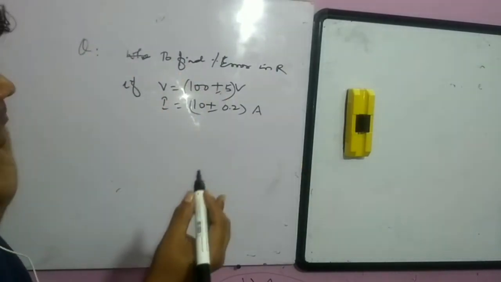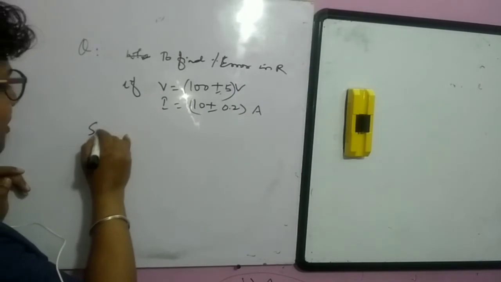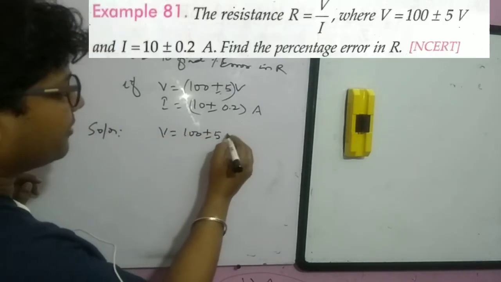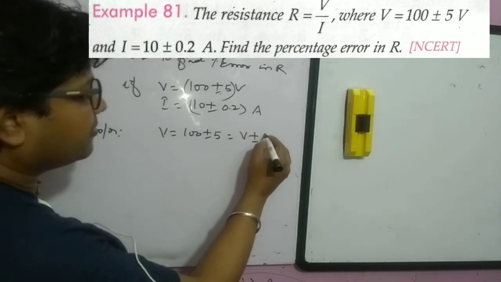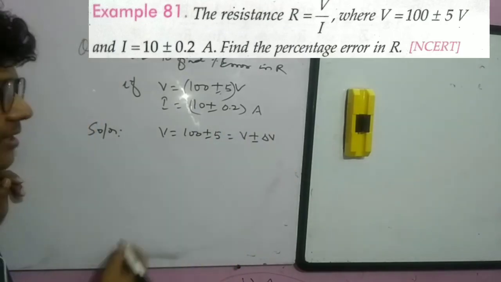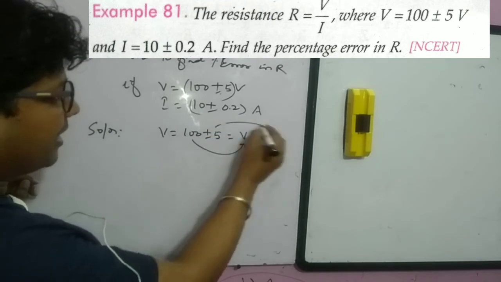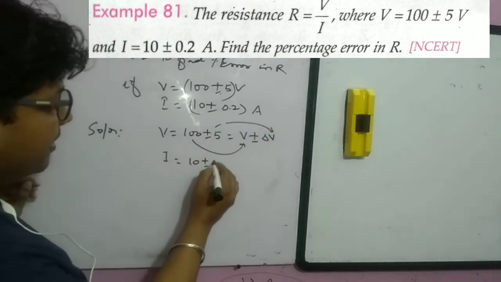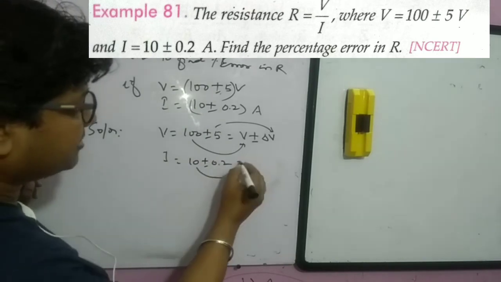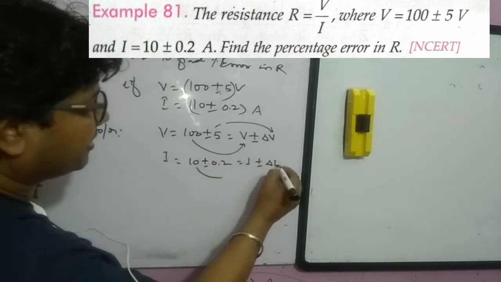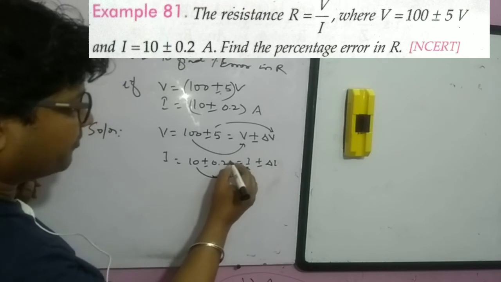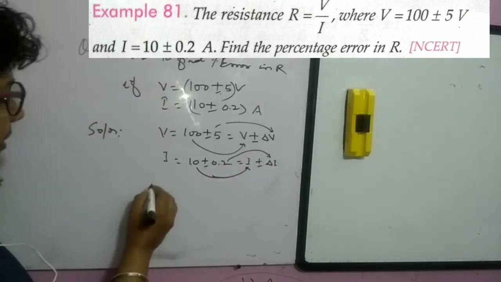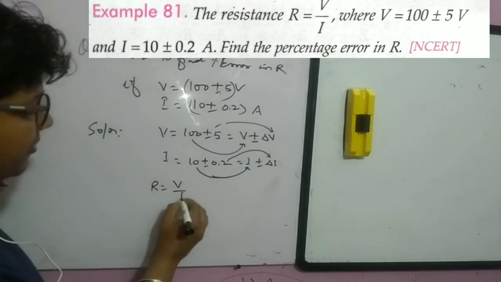This is very simple. V equal to 100 ± 5 means V ± δV is given, so V is 100 and δV is 5. If I is equal to 10 ± 0.2, it means you are provided with δI, and δI is equal to 0.2. You have to find R. R will be equal to V by I.